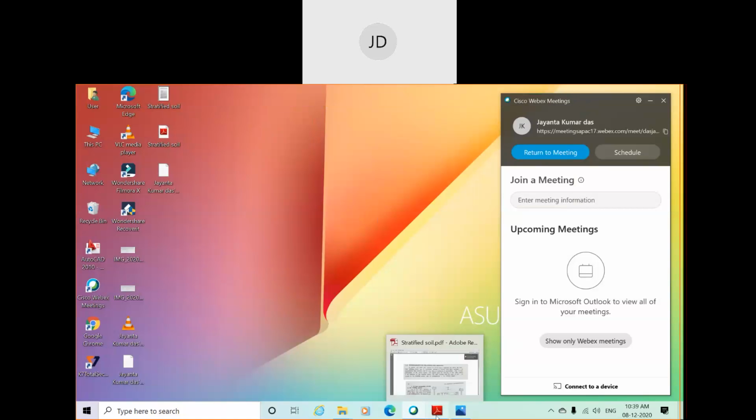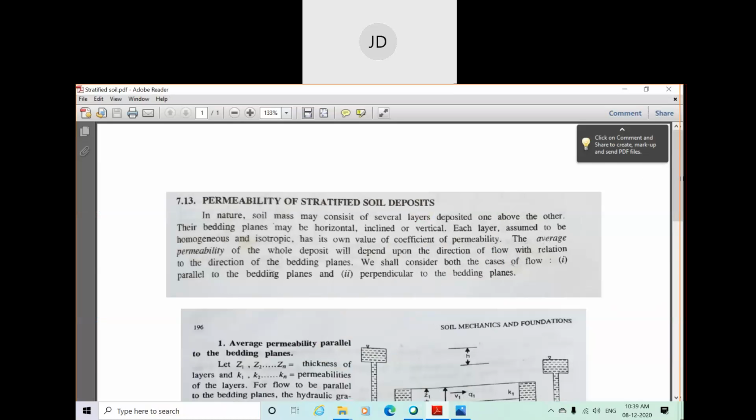So we have discussed till now, in the last class, stratified soil, isn't it? Permeability of stratified soil deposit. Here we have discussed two cases. That means when the flow is parallel to the bedding plane, and second, when the flow is perpendicular to the bedding plane. For these two cases, we can determine the coefficient of permeability.